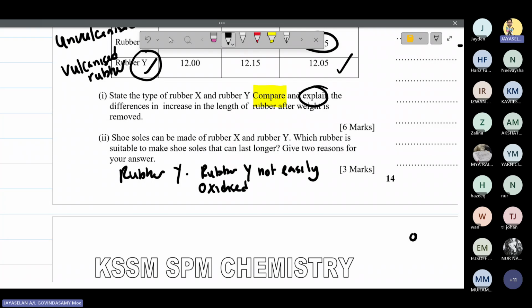Okay, and one more is resistant to heat. Okay, or it is more elastic. So boleh letak mana-mana. So saya letak rubber Y is elastic. Okay, elastic also can, or you can put strong or resistant to heat. Saya letak elastic je lah. Okay, any question? So I already score 3 marks. Any question?